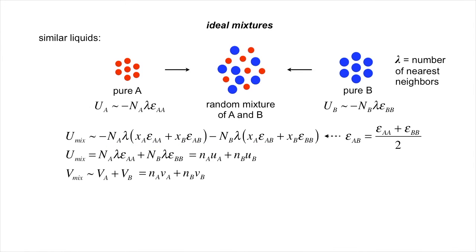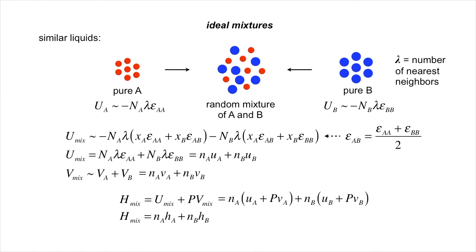Meanwhile, if we assume the molecules are close packed and incompressible, we expect the volume of the mixture to be the sum of the volumes of the unmixed liquids. Combining U and PV together for the mixture, we find that H of the mixture is the sum of the enthalpies of the two unmixed liquids, in agreement with the ideal mixture approximation.